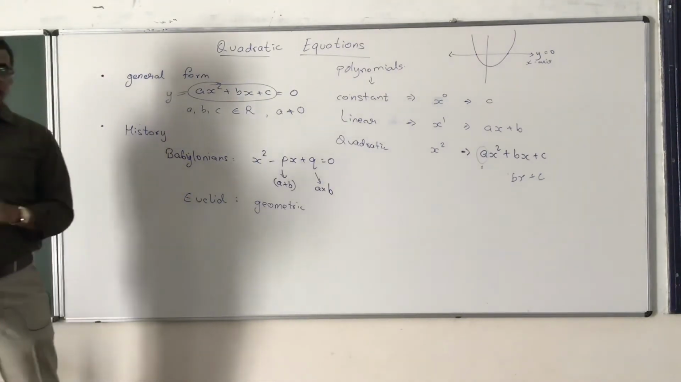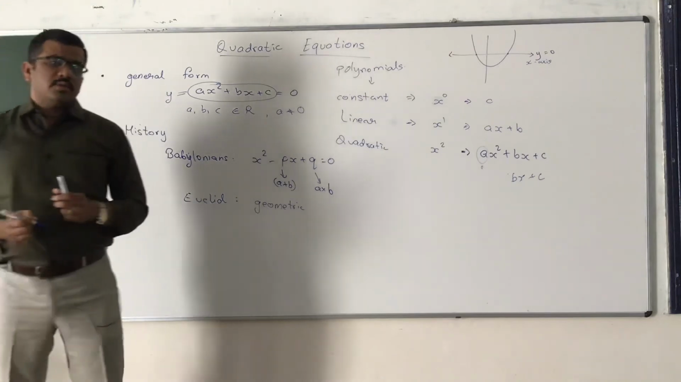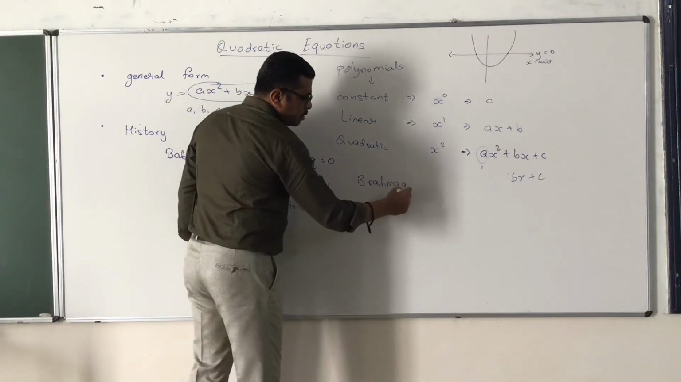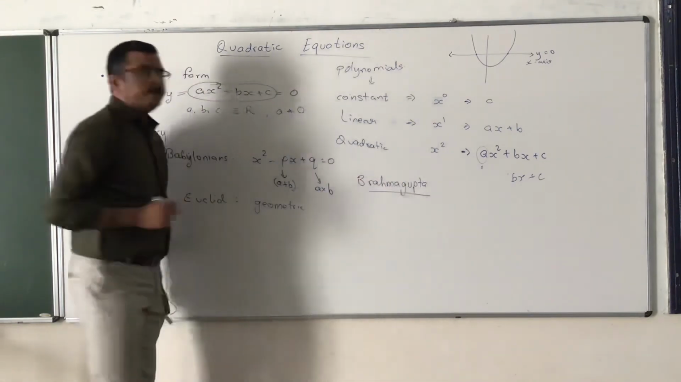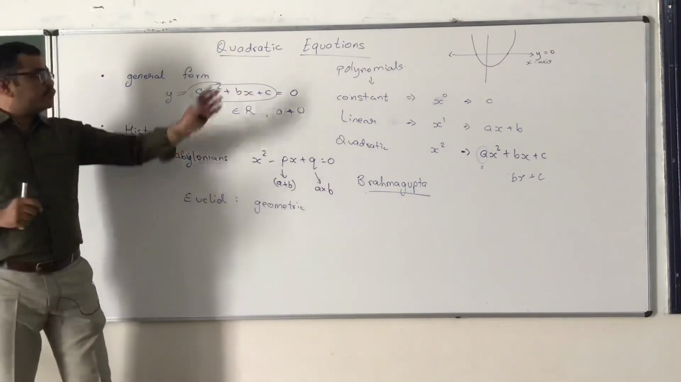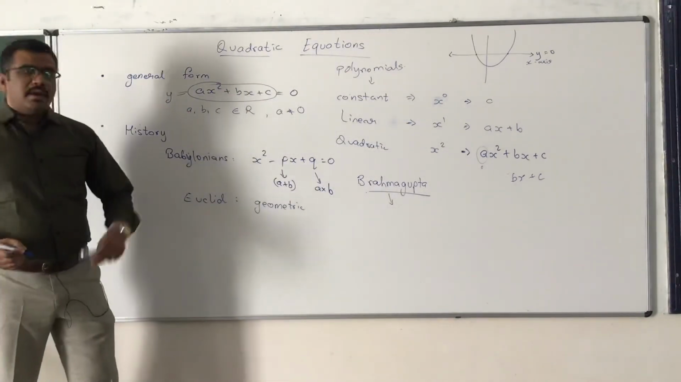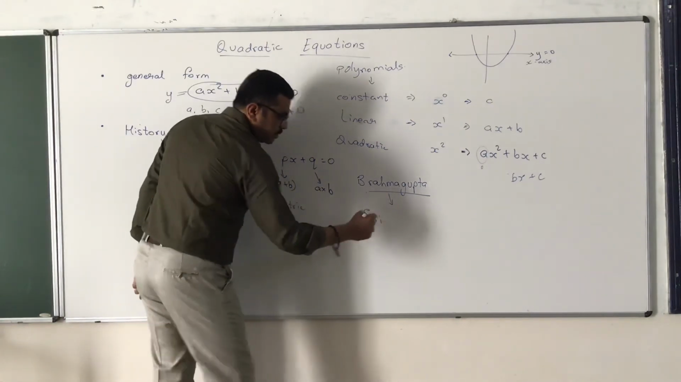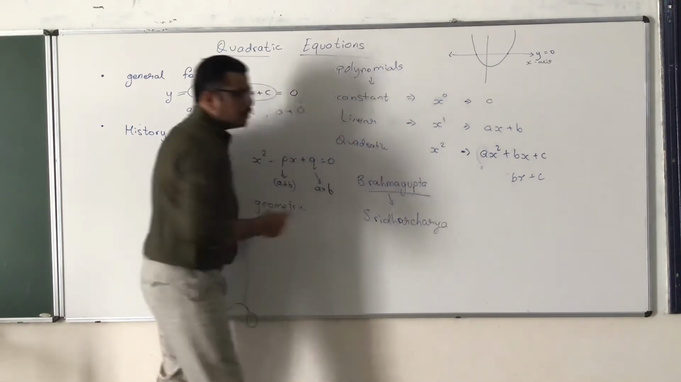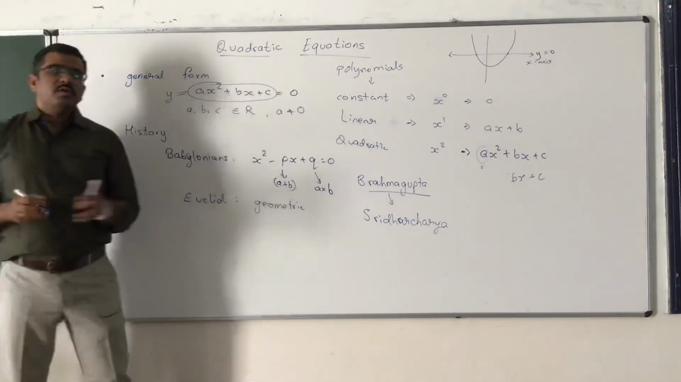But the fact is, the history of solving quadratic equations goes to an Indian mathematician called Brahmagupta. Brahmagupta was the first to solve quadratic equations using a formula. Later on, another Indian mathematician, Sridhara, derived the formula used by Brahmagupta, and that formula we are going to study in this chapter.